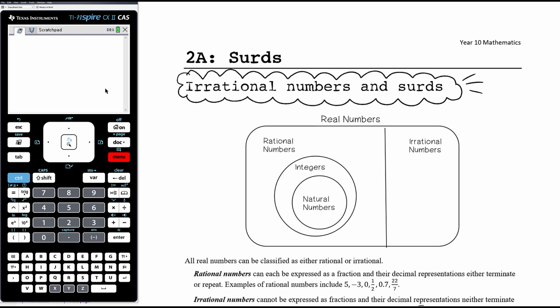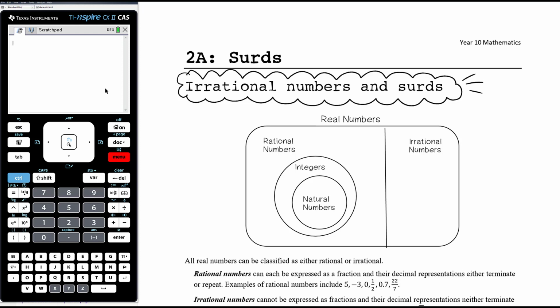Okay, so in this video, we are looking at the beginning of our surds and indices topic, and we're going to start by talking about irrational numbers, of which surds are an example. So a surd is an irrational number. Before we get to that, let's talk about what irrational numbers are, and before we can get to that, let's talk more generally about the number system. So this diagram here illustrates how our various different types of numbers relate to one another.